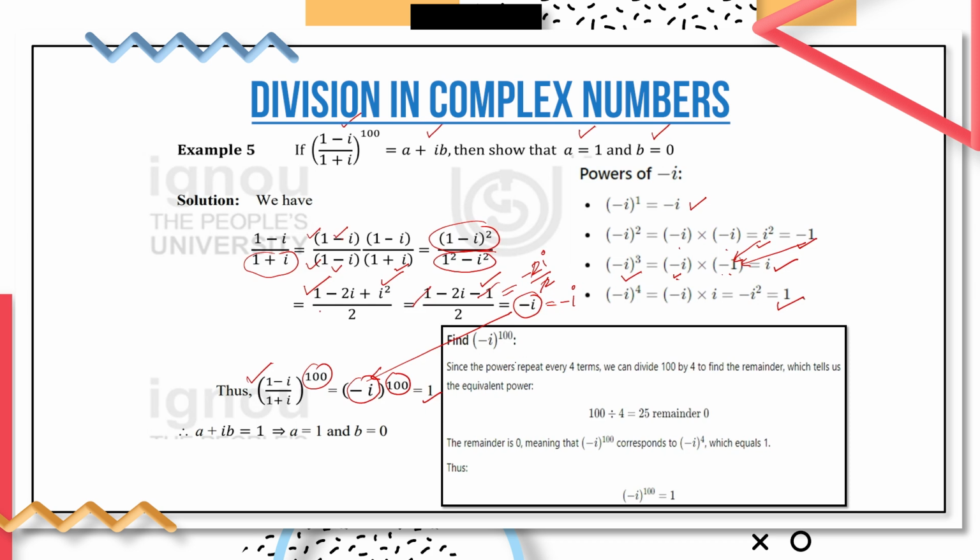So it is observed that the power repeats every 4 times, and when we divide 100 by 4, we get the quotient 25 and the remainder is 0. That means minus i to the power 100 corresponds to minus i to the power 4. That's why minus i to the power 100 turns out to be 1 only, because minus i to the power 4 turns out to be 1 only.